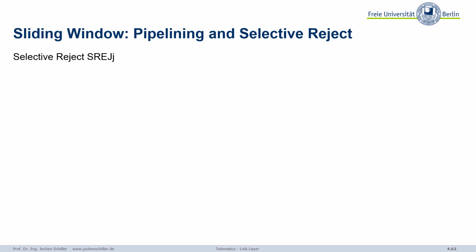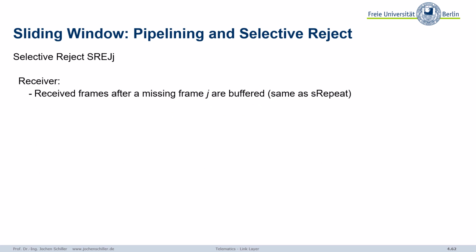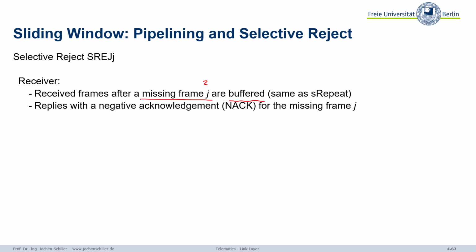So this then is selective reject. What we do is, again, we buffer the frames. So we have a missing frame. In our example, it was frame 2, but we buffer everything that comes after it. But what we can do now is we can immediately tell the sender, hey, wait, you're sending new frames, which is okay inside the window, but there's something missing. So I immediately tell this frame J is missing. So we could send a kind of a negative acknowledgement.